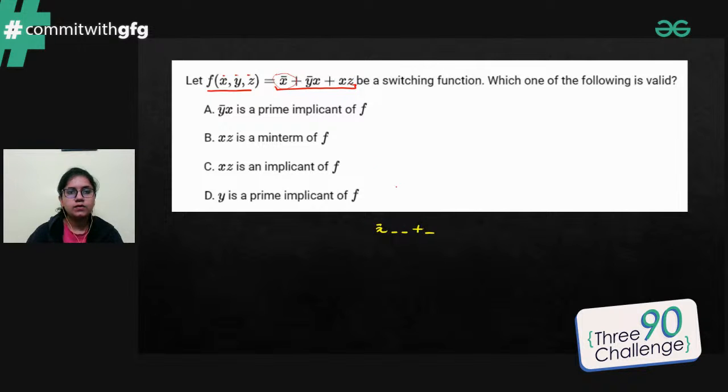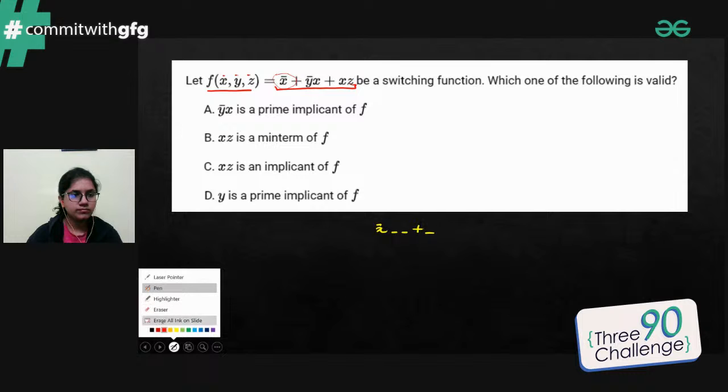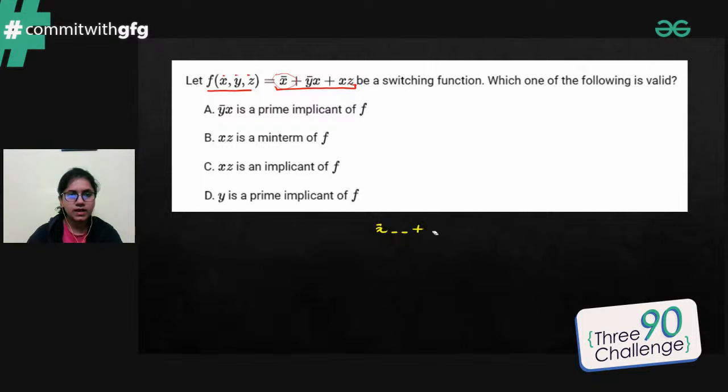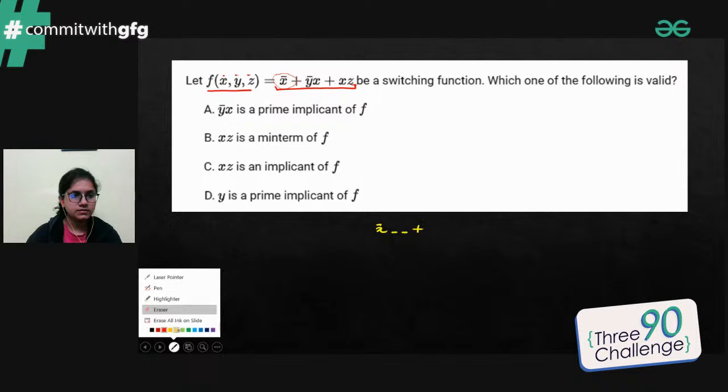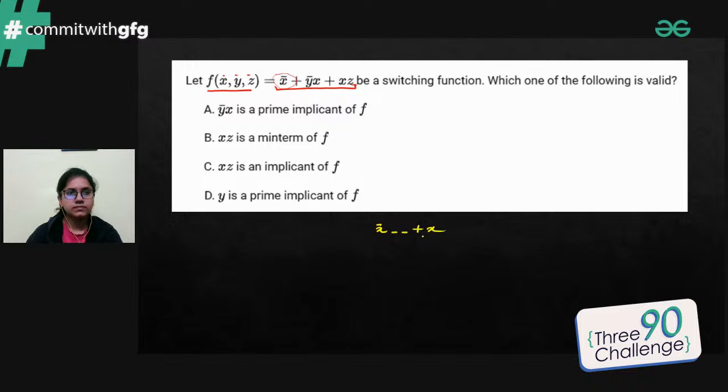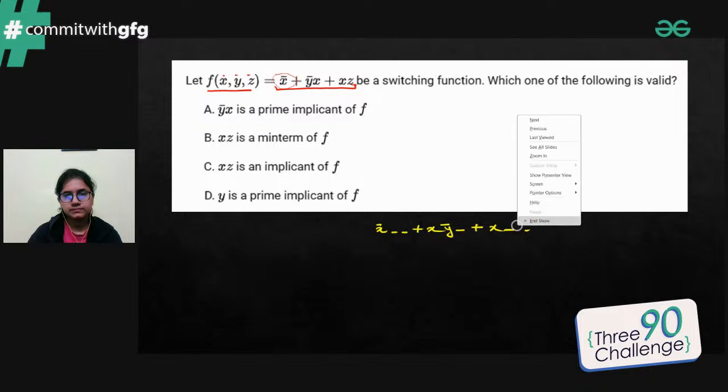Now here x is given, but let's maintain the order here also. So here x is given, then y bar is given, let's leave the space for z. Plus then x is given, let's keep the space for y, then z. Like this.